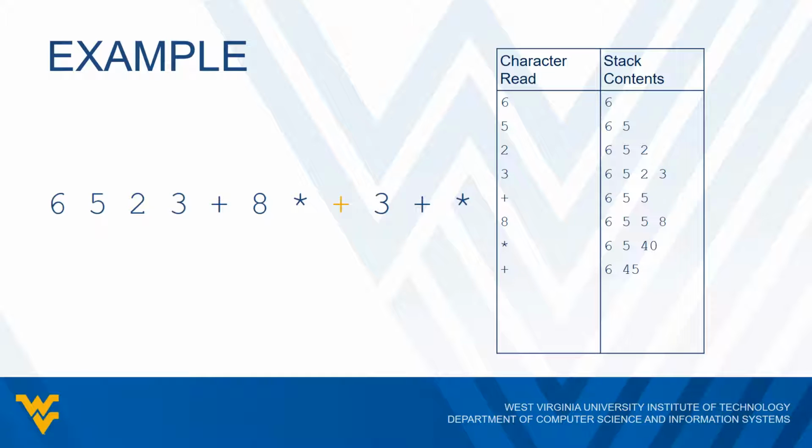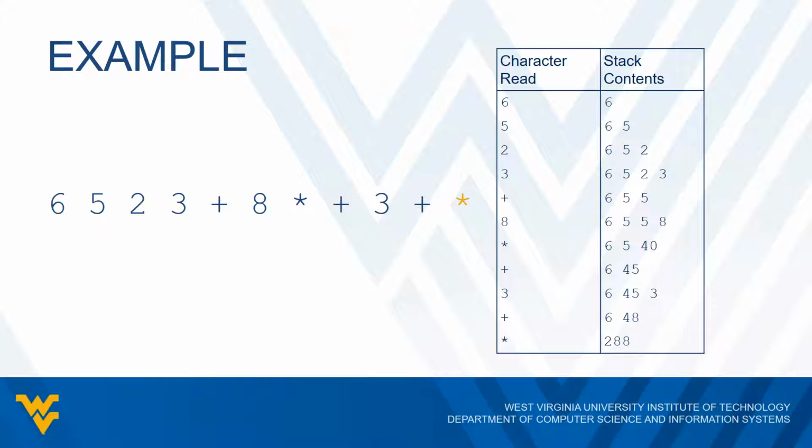We then read the plus sign, so that's another operator. So we're going to pop the 40 and then the 5. We're going to add them together to get 45, and then we'll push 45 onto the stack. So our stack is now 6 and then 45. We then read the 3, so we're going to push that onto the stack. We next read the plus sign. It's an operator, so we're going to pop the 3 and the 45, add them together to get 48. And then we push 48 onto the stack. So our stack is now 6 and then 48.